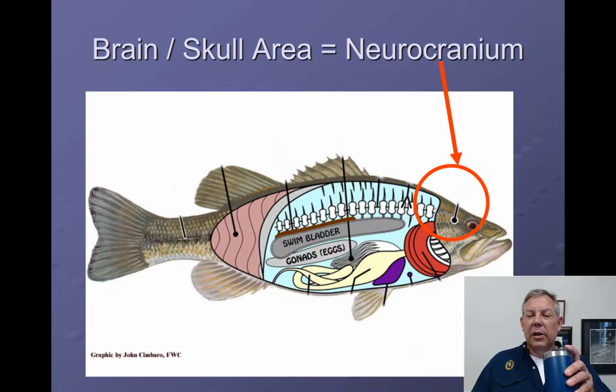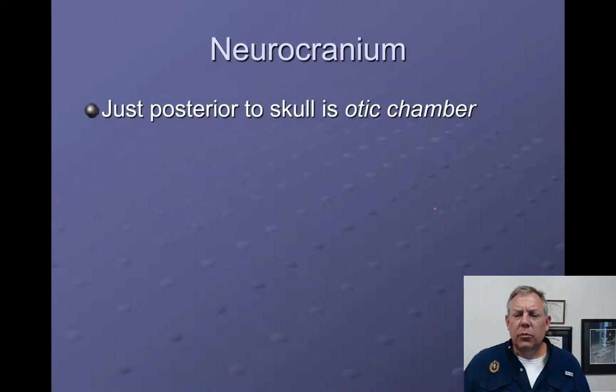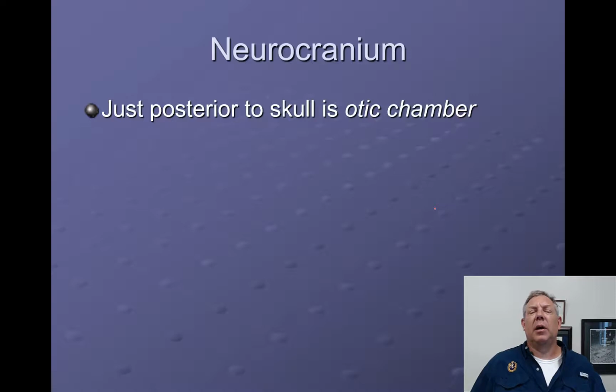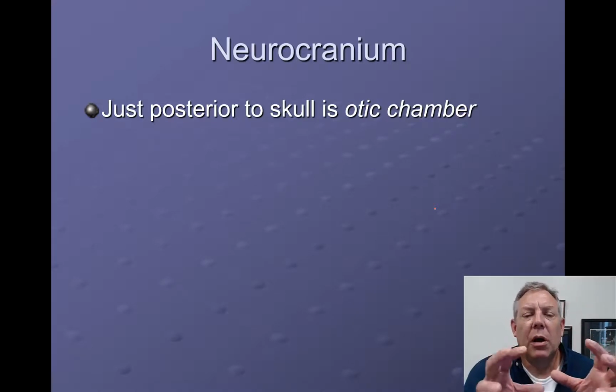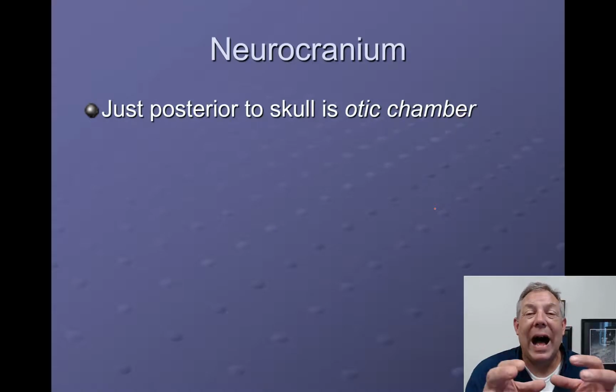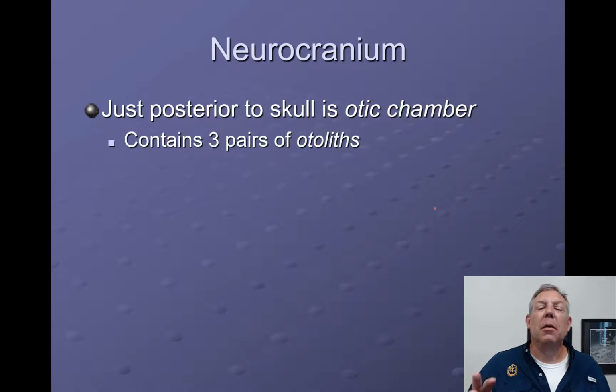Okay, the brain skull area is called the neurocranium. And what I want to focus on is the neurocranium. I mean, you're aware of the skull and the brain. That's pretty straightforward. But just posterior to the skull is a kind of an outgrowth of the skull, or a bony structure called the otic chamber. And in the otic chamber, there are 3 pairs of otoliths. And so this is part of the inner ear. In fact, you have small otoliths, but they're usually bigger in a lot of species.